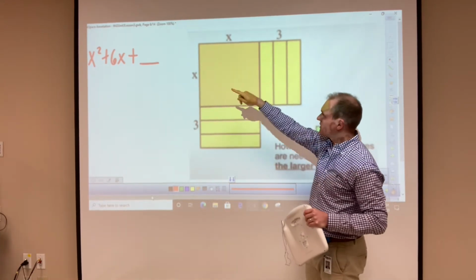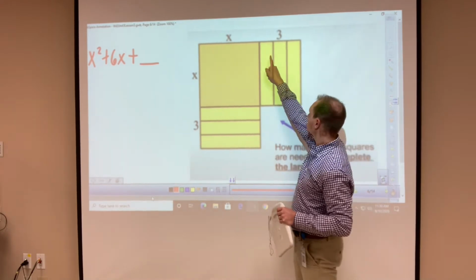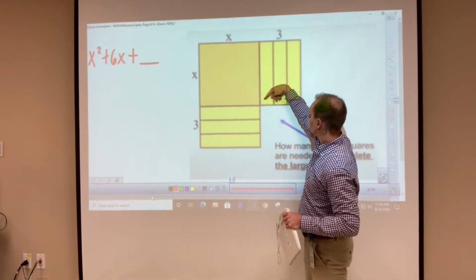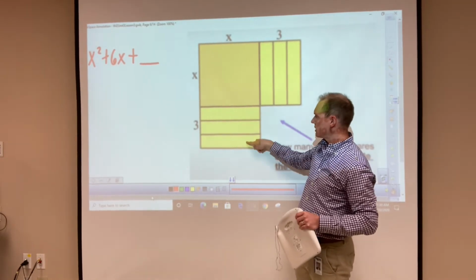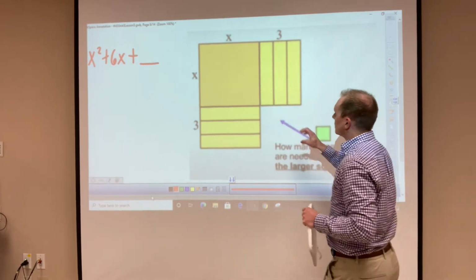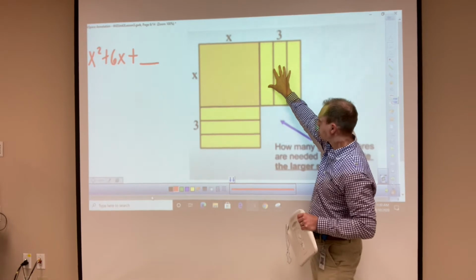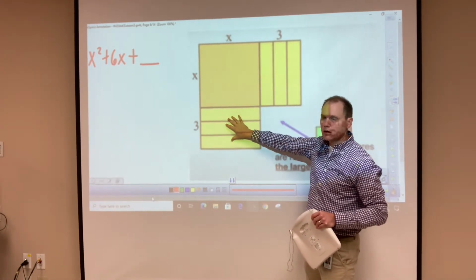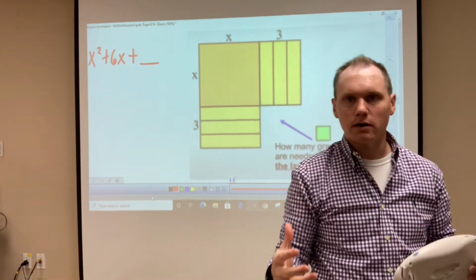And then we have 6 x's. Each one of these has an area of x, right? This length here is 1, and this width here is x. So the area of this is x, x, x, x, x, x. So we have 6 x's. What's been done here is the 6 x's have been split in half, 3 here and 3 there, to create the origins of a square.